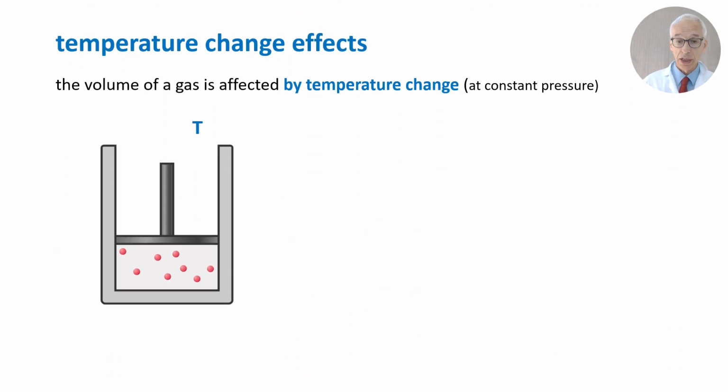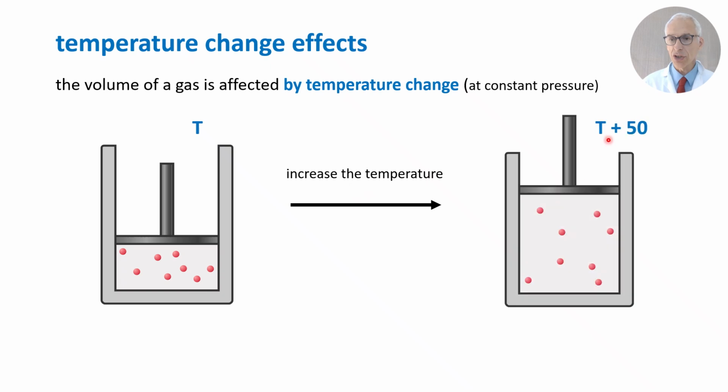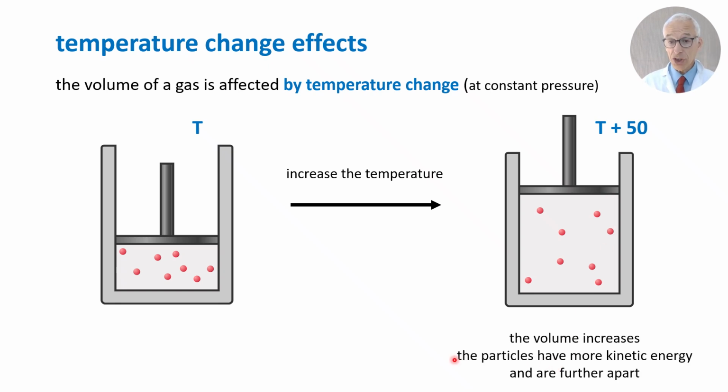Now let's look at temperature change effects. The opening statement: the volume of gas is affected by temperature change. Here we have a gas volume at temperature T. If we increase the temperature to T plus 50, so the original temperature plus 50, we'll see that the volume increases. The particles have more kinetic energy and are further apart.